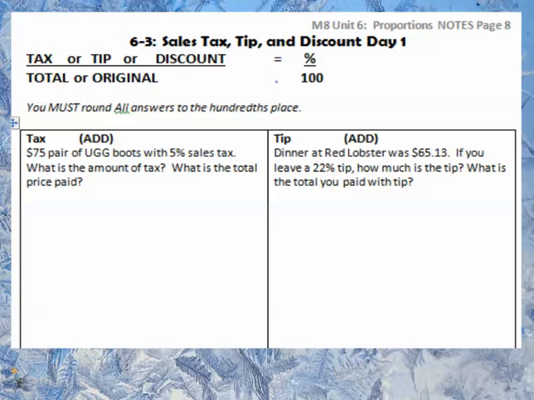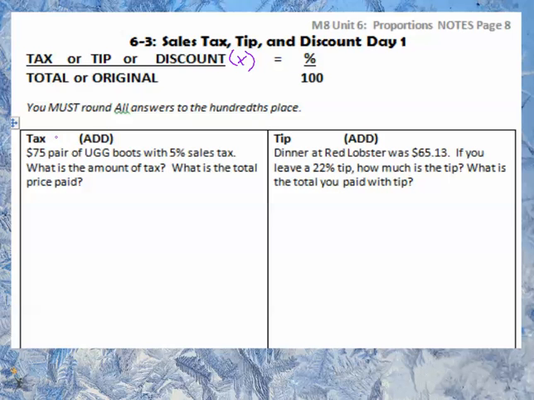So, when we are setting up a proportion to solve for sales tax, tip, or discount, remember that the tax, tip, or discount, which is usually the part that we're looking for, so I'm going to put in parentheses, it's usually X over the total or what the original cost was, and then we put the percent over 100. Remember, percent always goes over 100. Now, let's look at the different types.